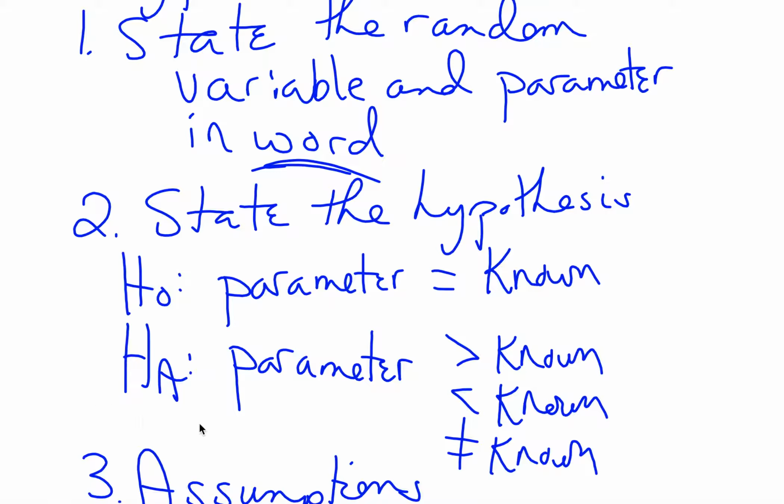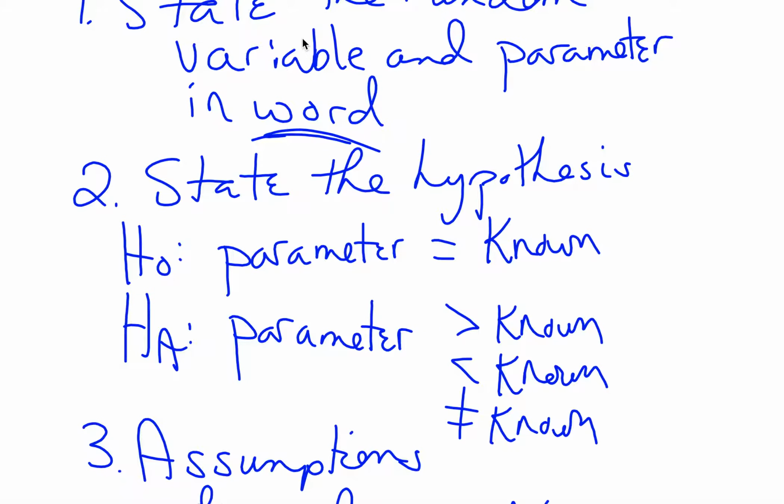HA again is your alternate hypothesis. This is what you're trying to prove. This is your research hypothesis. This is what you're doing and the whole reason you're doing this. HO is your null hypothesis, and the only reason for this is to have something to assume later to be true and hopefully show it's not.